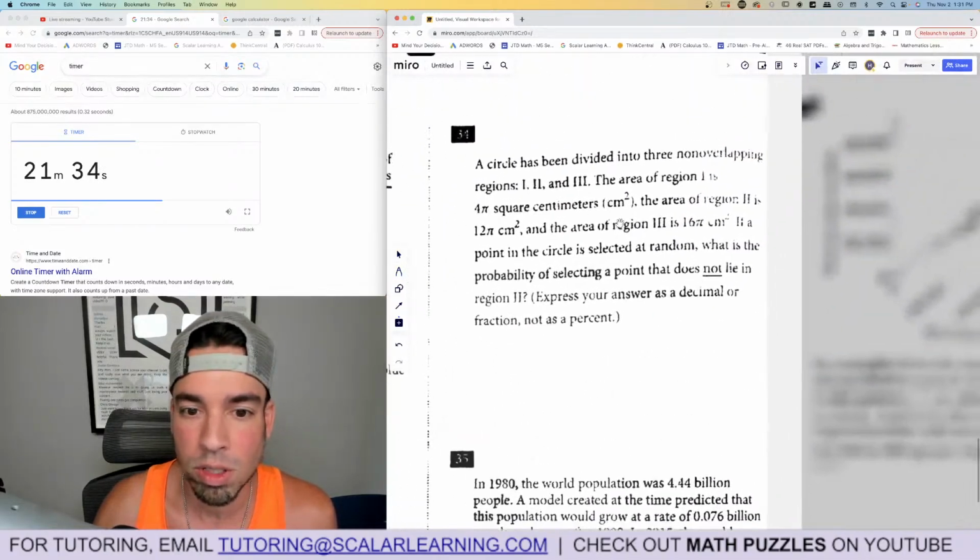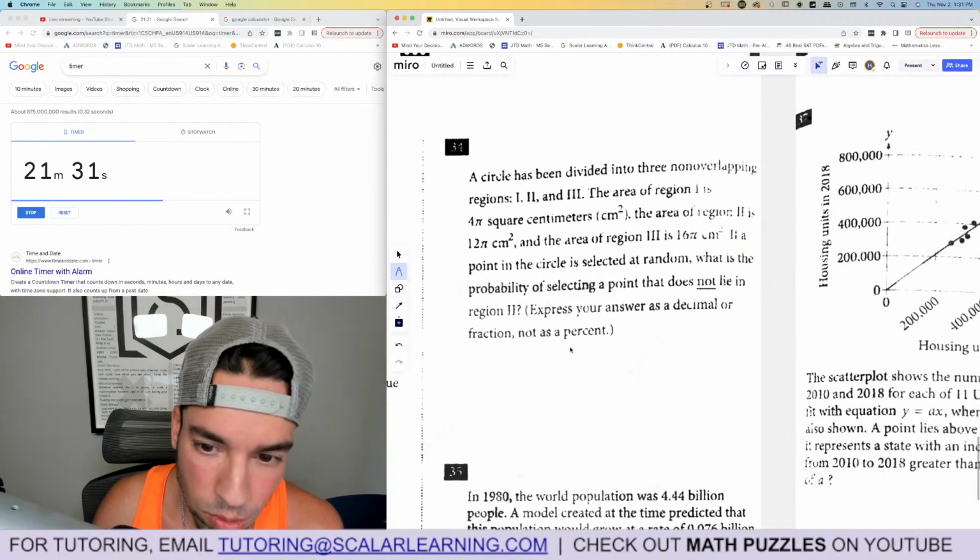All right, moving on to 34. A circle has been divided into 3 non-overlapping regions.